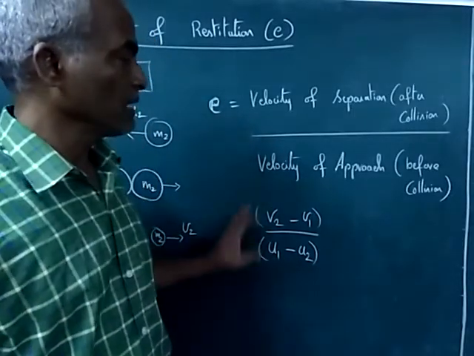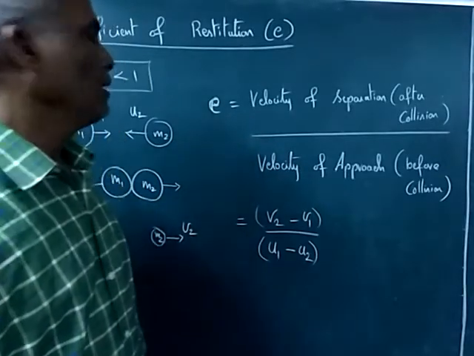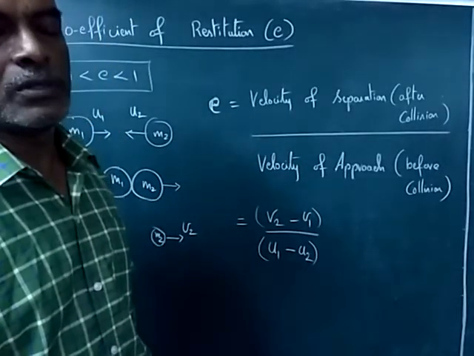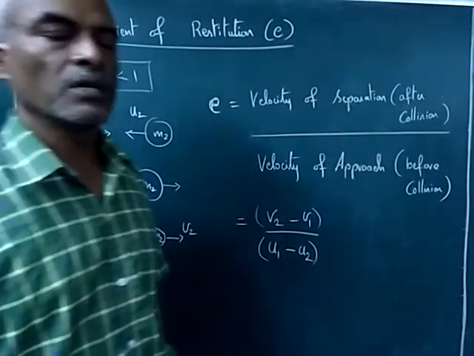So the final answer should be positive and the value lies between 0 and 1. So it is less than 1 but greater than 0. So that's all about the coefficient of restitution.